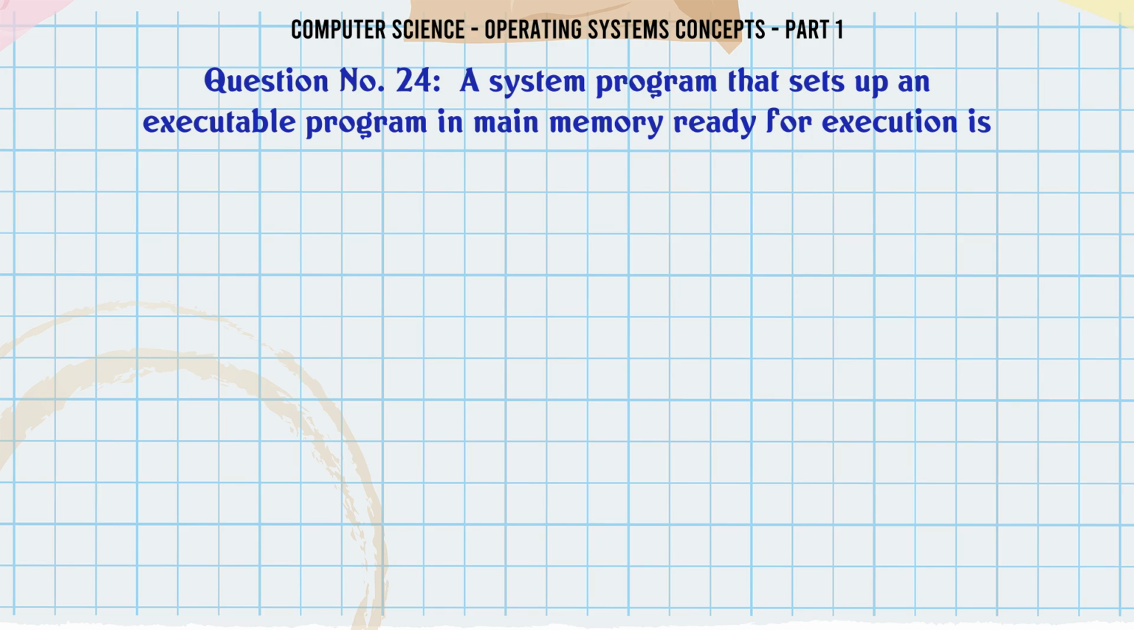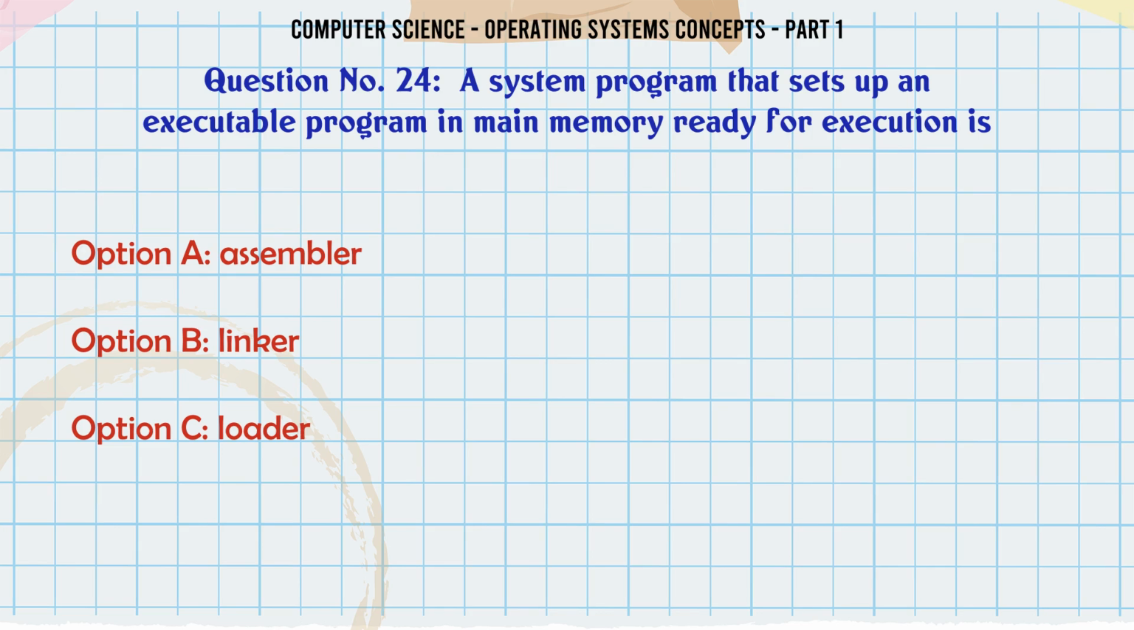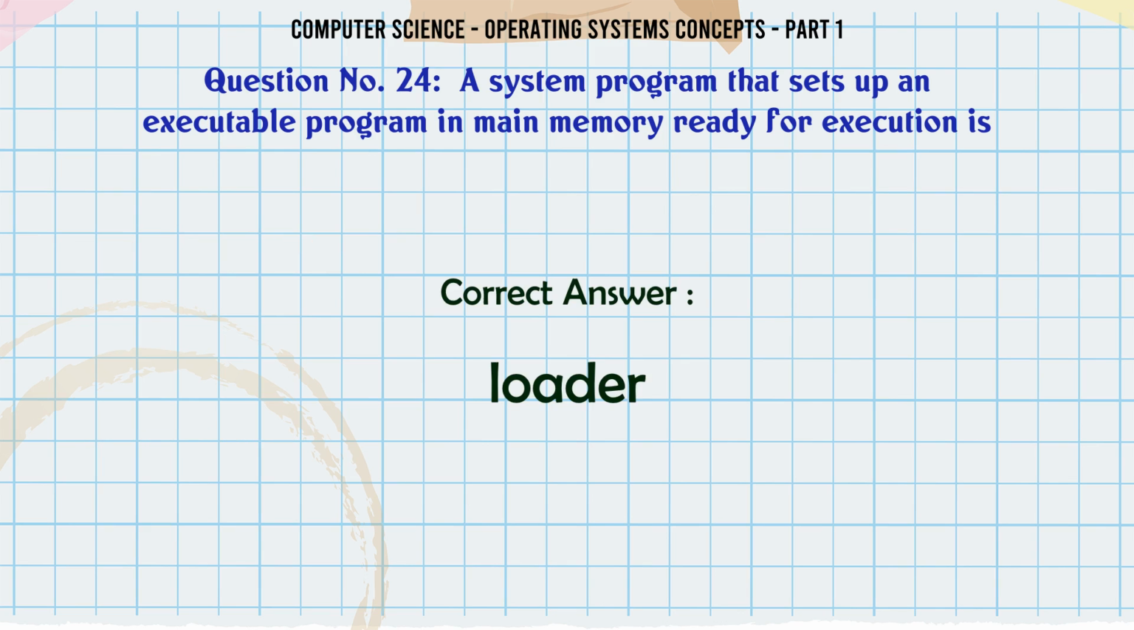A system program that sets up an executable program in main memory ready for execution is A. Assembler. B. Linker. C. Loader. D. Compiler. The correct answer is loader.